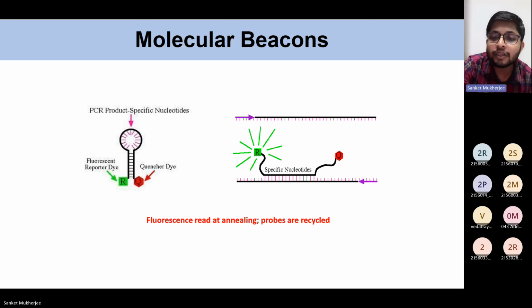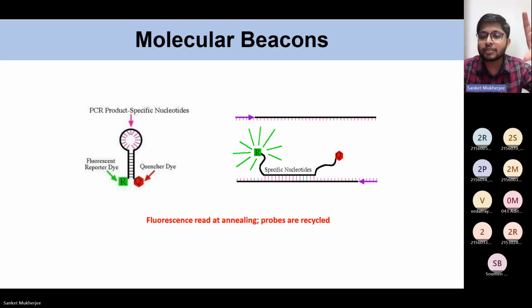Whereas what the SYBR Green does, it binds to the double-stranded DNA. It's different from ethidium bromide. Another problem that one of you pointed out is with ethidium bromide: when it's in between base stacking, if you have a dye present there, there will be a gap between two DNA bases.